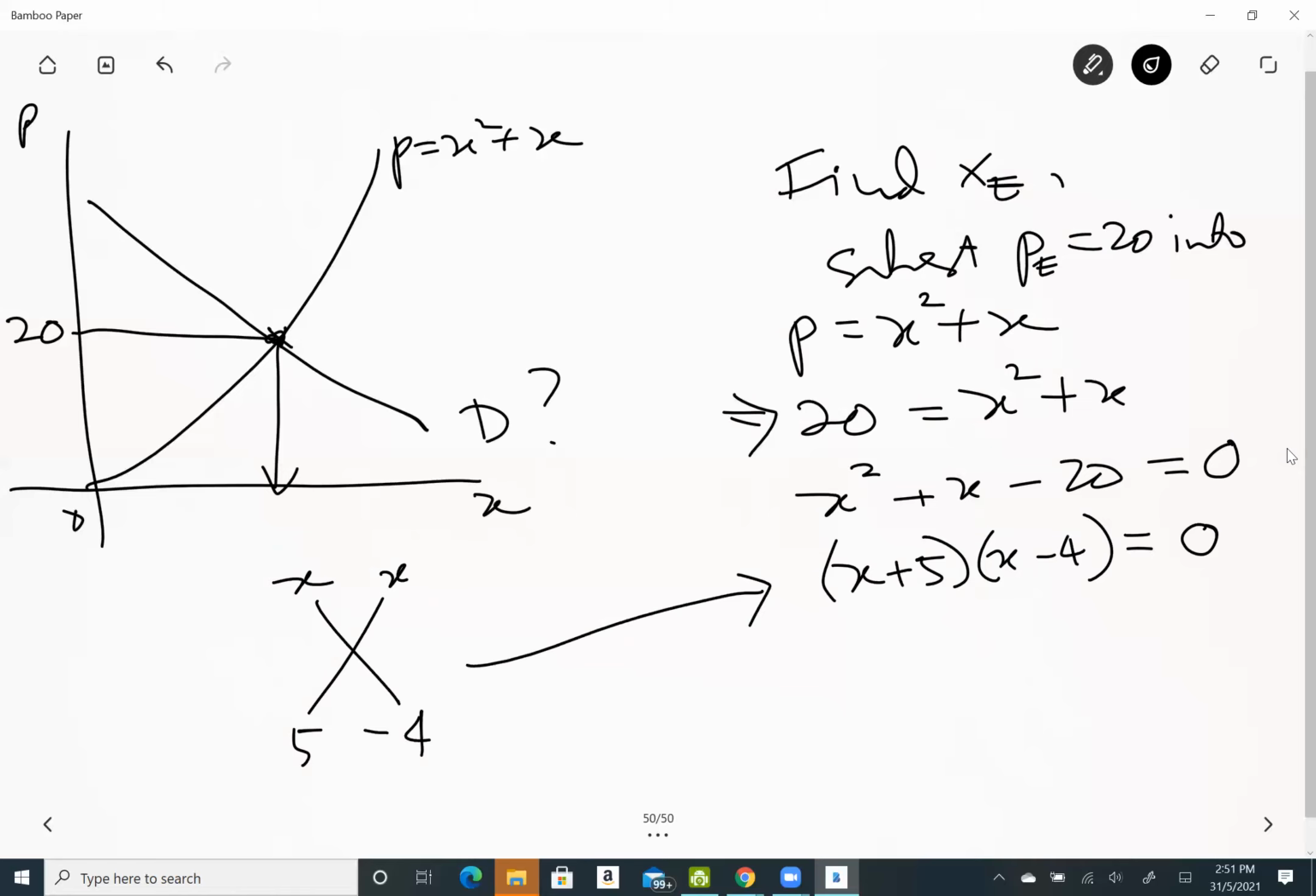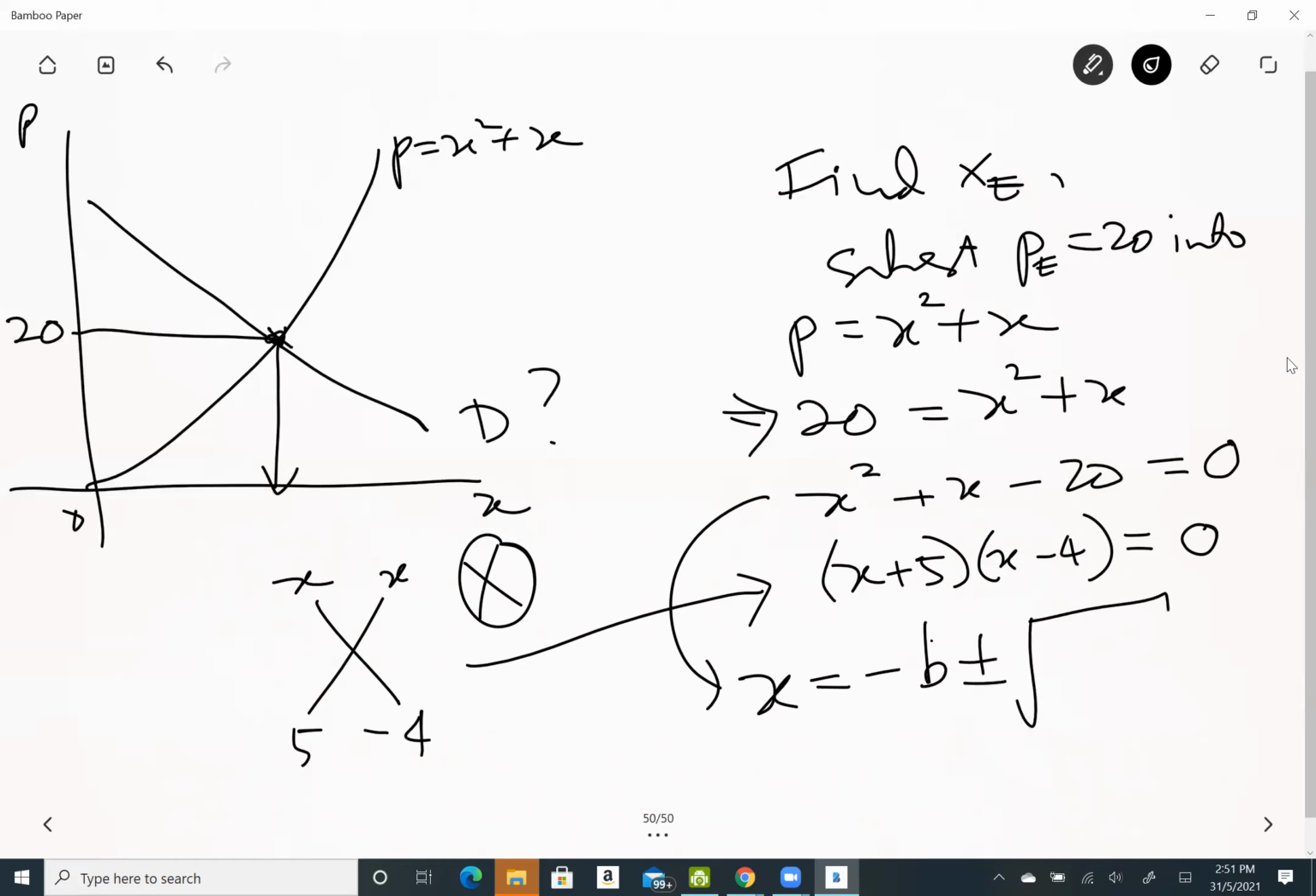But if you don't know this method, it may not be workable for every function. For every function, you need to remember the formula: x equals negative b plus or minus the square root of b squared minus 4ac, everything divided by 2a. You have to remember this. For the exam, we don't just rely on the calculator to get the roots. We have to know how to do it. So that's the formula.